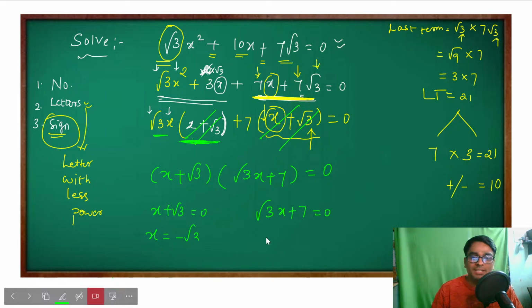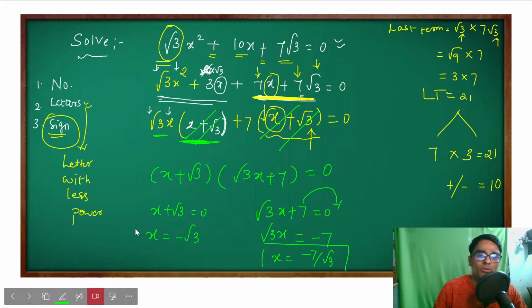Here again be careful: first shift whatever is added or subtracted, first shift that. Okay, then go for the other. So 7, I will shift minus 7, then I will shift the 3, now root 3, minus 7 by root 3. These are the two roots of this quadratic equation.